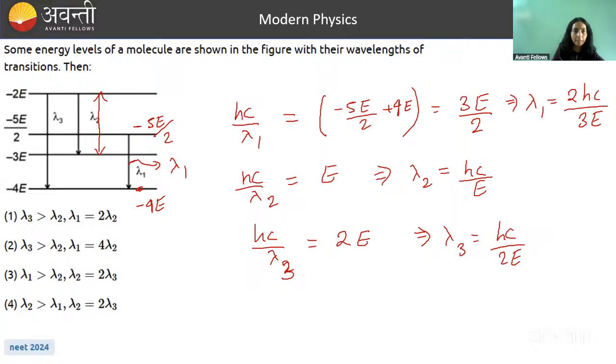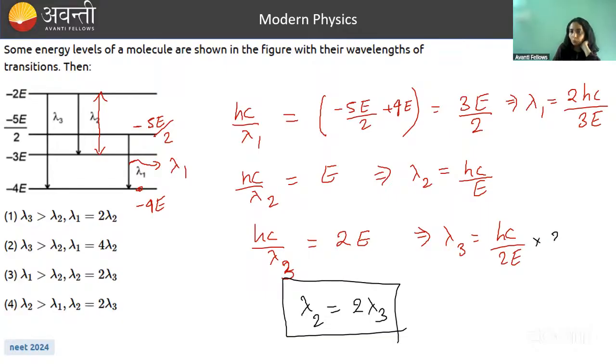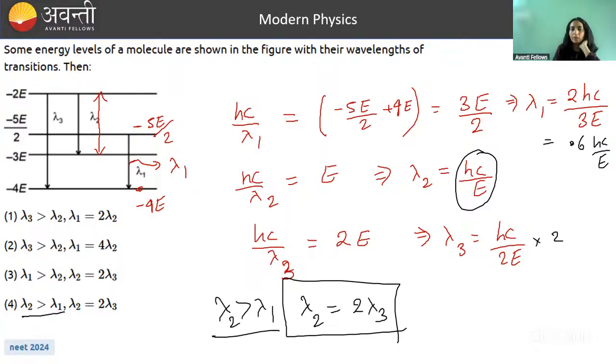Now we have the values, right? So check the values. Lambda 2 and lambda 3 share a relation. Lambda 2 is equal to 2 lambda 3, isn't it? Because if you multiply hc by 2E with 2, you will get lambda 2, right? So this relation holds true, and lambda 2 is greater than lambda 1. Lambda 1 is 0.6 hc by E, and lambda 2 is 1 hc by E. So definitely lambda 2 is greater than lambda 1. So the correct relation will be which one? It will be the fourth one.